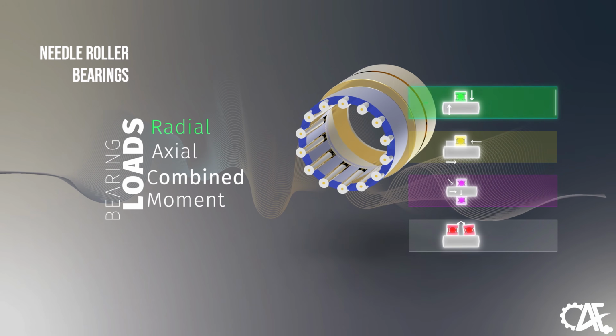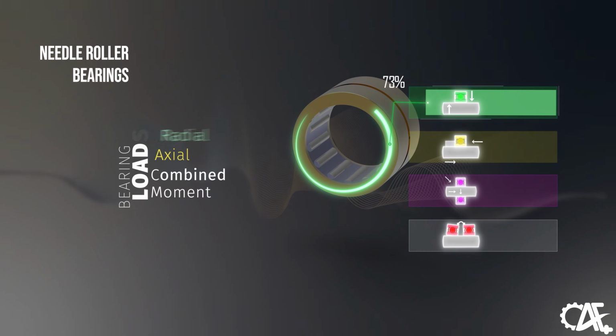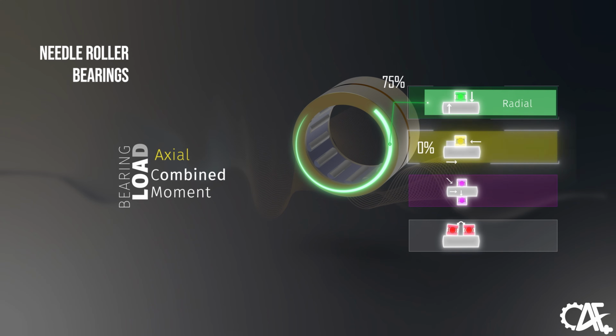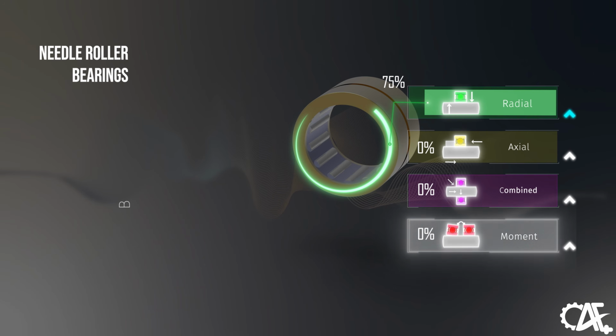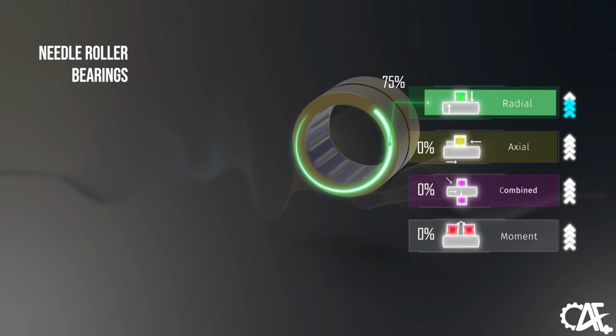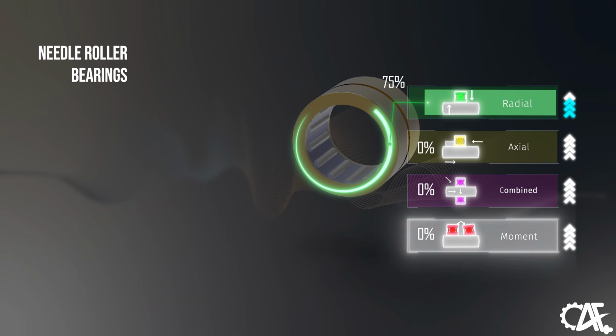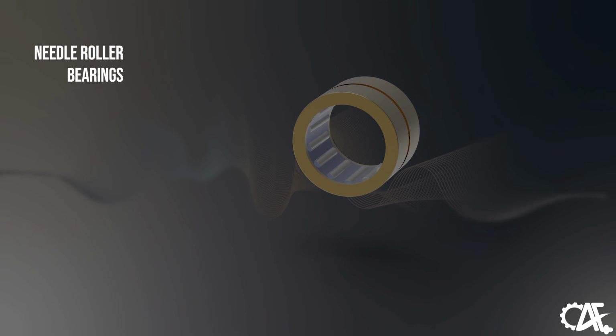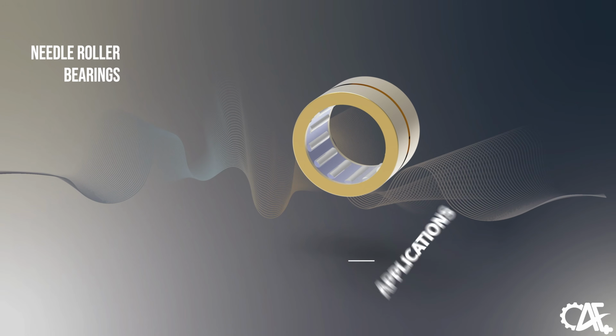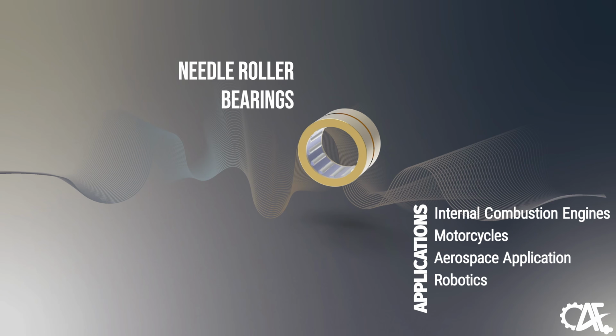However, they would be ill-suited for applications subjected to significant axial and combined loads. As for moment loads, substantial moments can lead to uneven stress distribution within the bearing, potentially resulting in premature failure. Aside from their compactness, needle roller bearings are distinguished by their robust load-carrying capacity and ability to minimize friction, making them a prime choice for high-speed operations and precision machinery. Owing to these characteristics, needle roller bearings are commonly used in areas with limited radial space, such as in internal combustion engines, motorcycles, aerospace applications, and robotics.